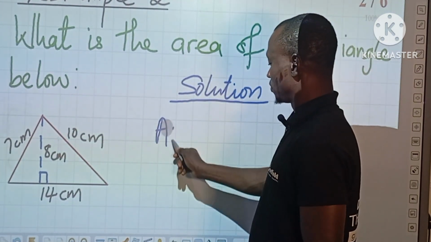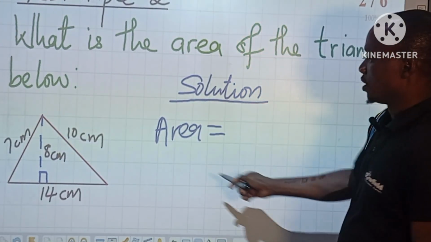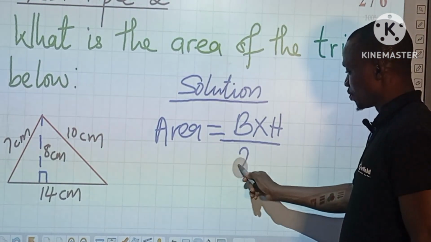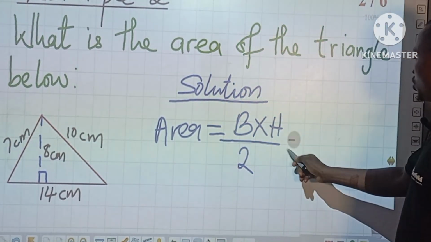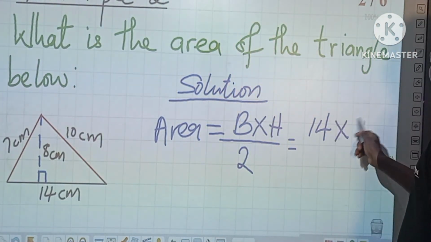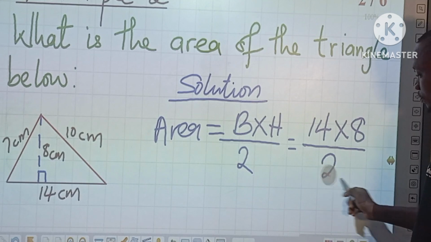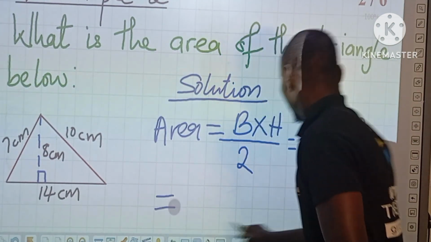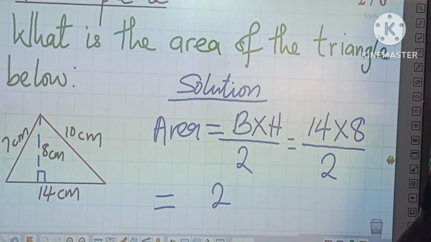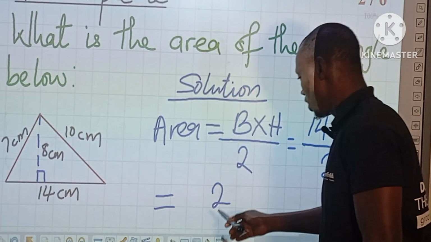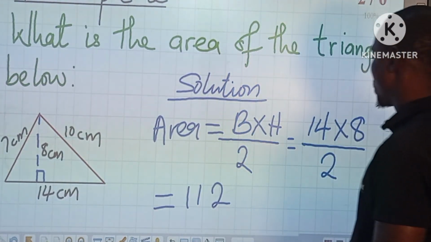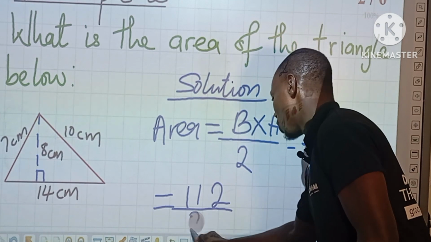So, solution. Our area will be equal to the base times the what? Height all over 2. And our base here is 14. So we have our 14 times our height, which is 8 centimeters, all over 2. This will give us 8 times 4 is 32, put down 2, carry 3. 8 times 1 is 8, plus 3 we carry, which gives us 11. That is 112 all over 2.